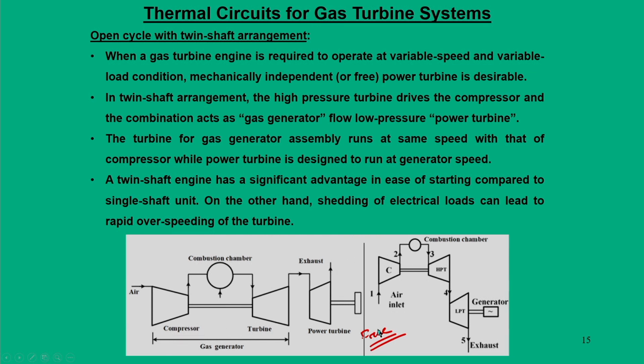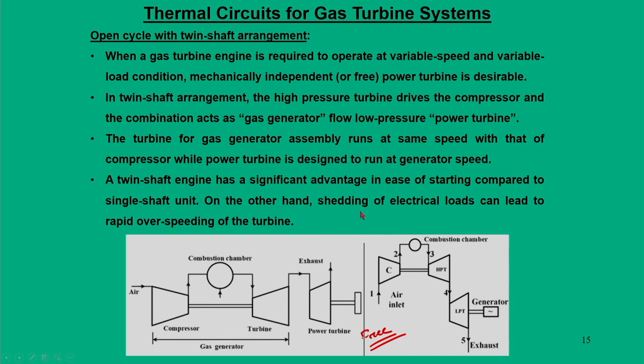In such cases, whatever power is required to drive the compressor, the turbine gives that power to the compressor. Now, after expansion the gas again goes to another turbine where the necessary power is produced, and this power turbine is coupled to the load shaft. Both the shafts are different, and in that way we can play with variable speed and variable load conditions.